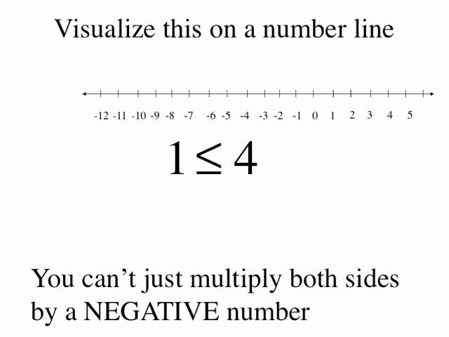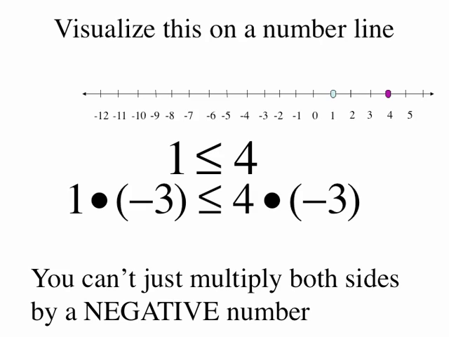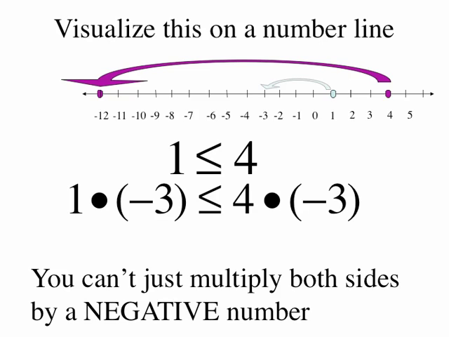But watch what happens if we do a negative number multiply on both sides. We're going to start with the same inequality. 1 is less than 4, and that's shown with the two dots on the number line above. If I multiply both sides of this inequality by -3, 4 times -3 becomes -12, and 1 times -3 becomes -3. Notice that the order of the dots reversed.